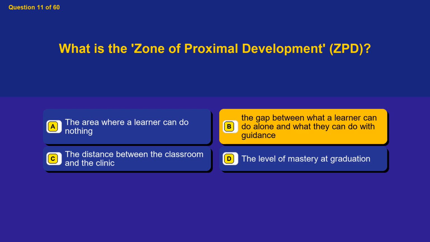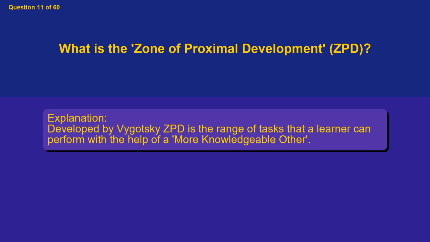The correct answer is option B, the gap between what a learner can do alone and what they can do with guidance. Developed by Vygotsky, ZPD is the range of tasks that a learner can perform with the help of a more knowledgeable other. Question 12.